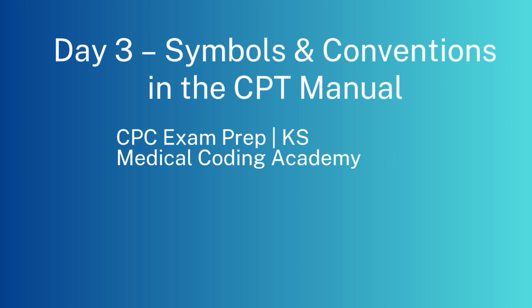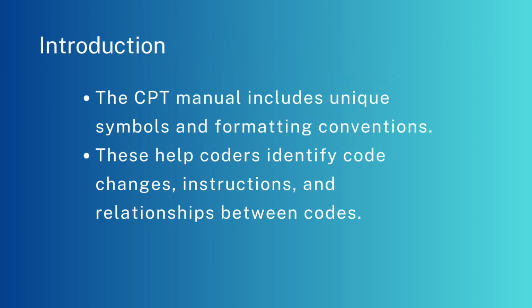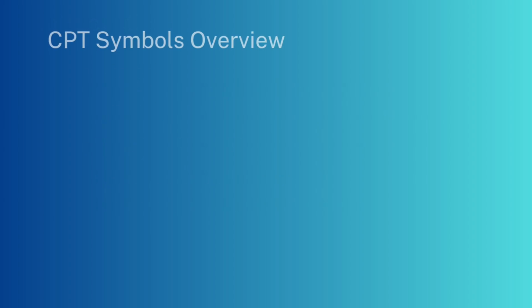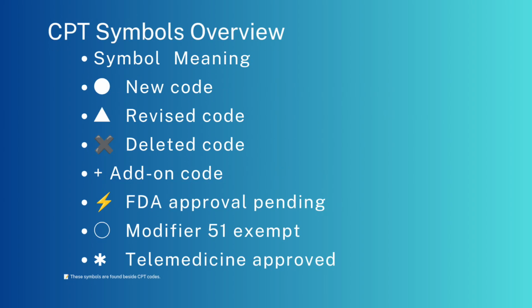Today, we'll explore the important symbols and conventions used in the CPT Manual, a must-know topic for every CPC candidate. The CPT book isn't just about codes, it also includes special symbols and formatting conventions. These visual markers tell you what's new, what's changed, what not to combine, and so much more. Learning these symbols now will help you save time and avoid mistakes in the CPC exam. Here are the main symbols you'll find in the CPT Manual.